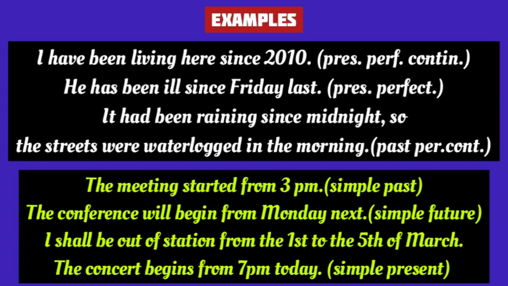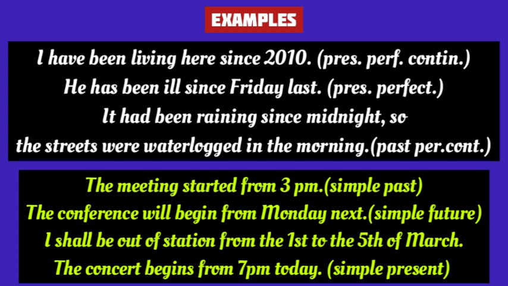Now look at the examples of the preposition of time from. As you know, from is used in all non-perfect tenses and it shows the starting point of time. For example, the meeting started from 3 p.m. Here the preposition from indicates the point of time in the past when the meeting started. In the sentence, the conference will begin from Monday next, the preposition from shows the point of time in future when the conference will start.